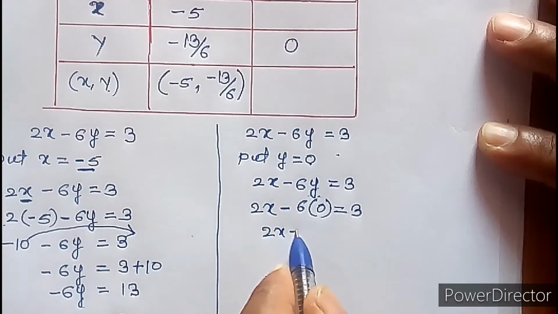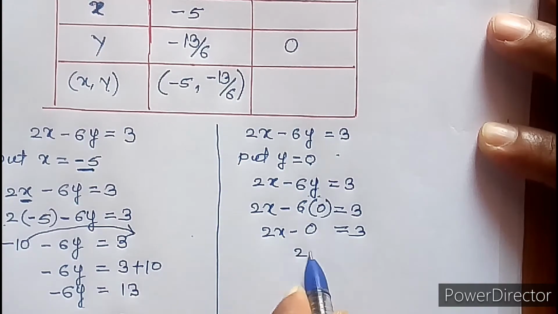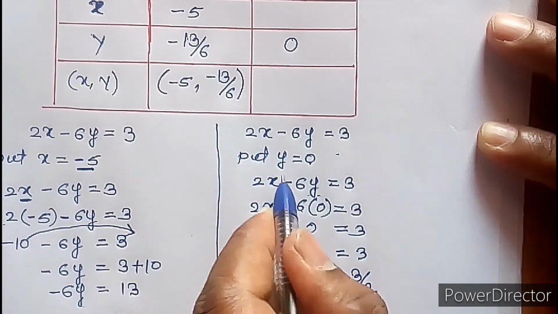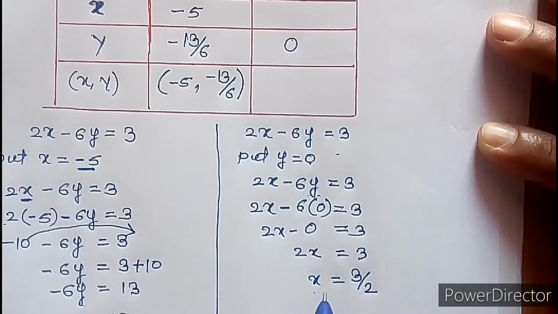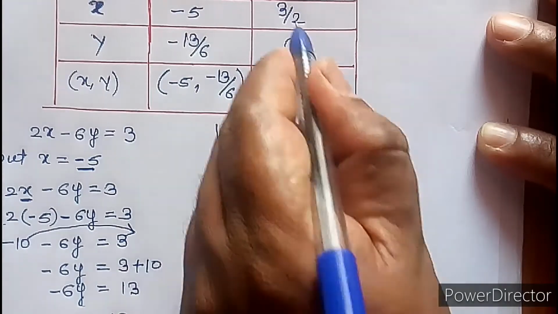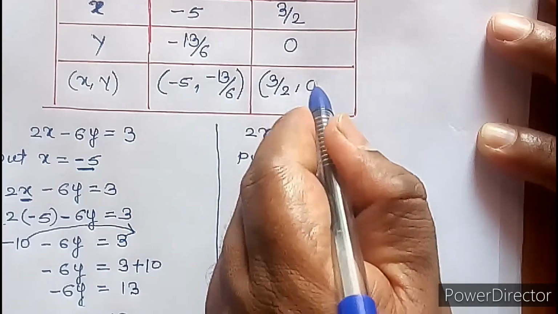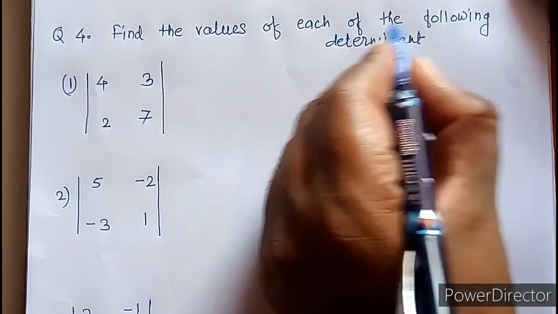2x minus 6 into 0, that is 2x minus 0, that is twice of x, equals 3. We get the value of x equals 3 by 2. It means that when y equals 0, the value of x is 3 by 2. Write down here 3 by 2. Now in the xy column, the value of x is 3 by 2, comma, the value of y is 0. Write down here 0.